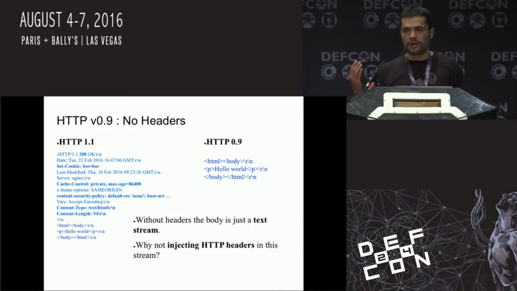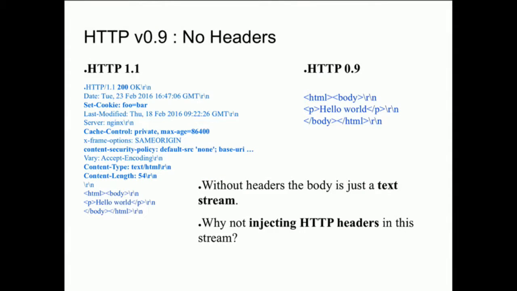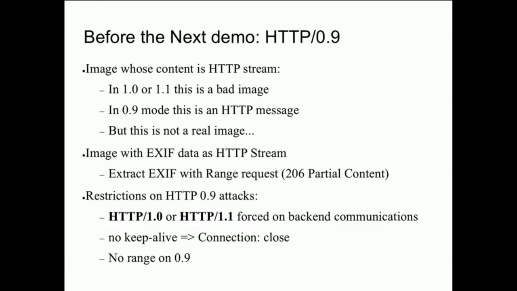But the security of HTTP is in the headers, like the content type, the cookies, the content security policies, the content length, everything is in the headers. On HTTP 0.9, you've got just the body of the answer. So it's just a text stream. And if you've got a text stream, maybe you can make this text stream look like a real HTTP response with headers. So for example, you could make an image, and the content of the image, instead of being a binary thing, would be an HTTP response with headers. And if you request this image in 0.9 mode, it may look like an HTTP response.